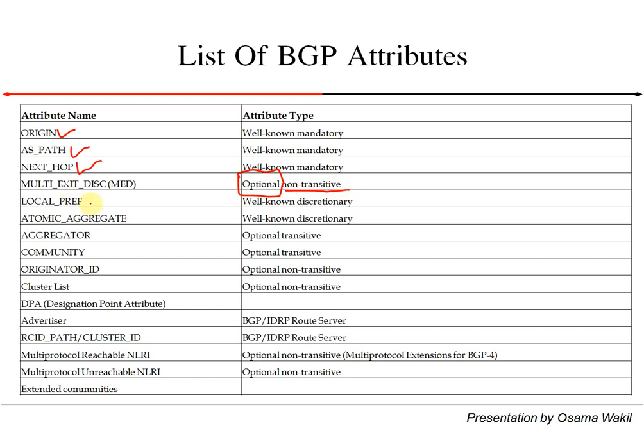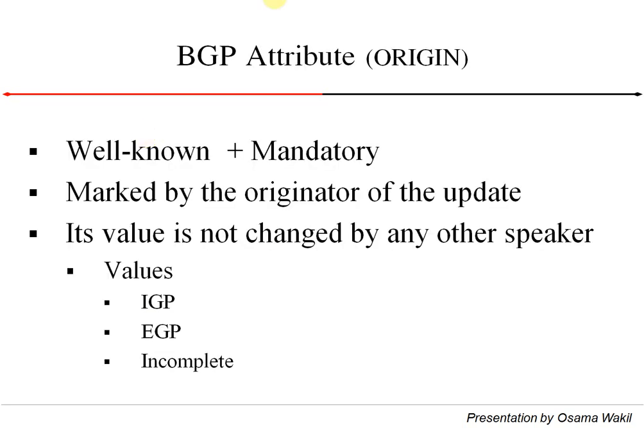Then local preference is well-known and discretionary. Local preference is known by all implementations of BGP, but it does not need to be present in each and every update. So here is a list of all the attributes. In the next slides, we are going to discuss each of them one by one. Let's start with the BGP attribute origin.